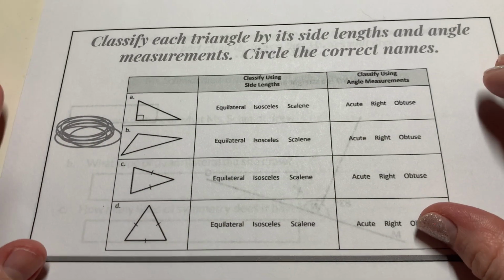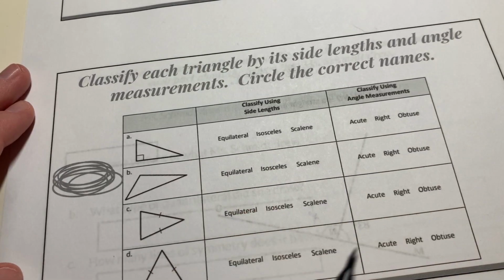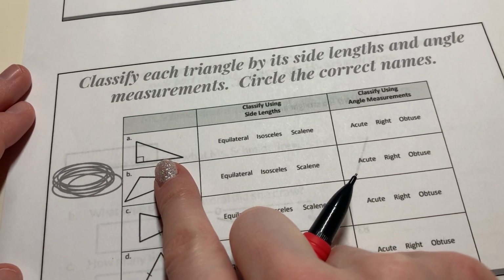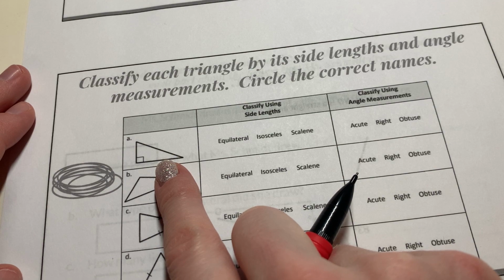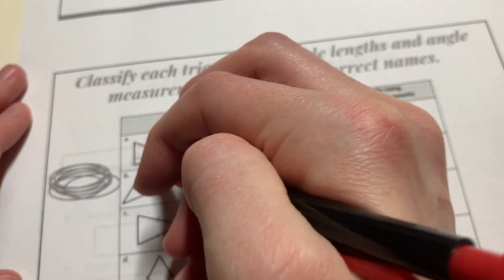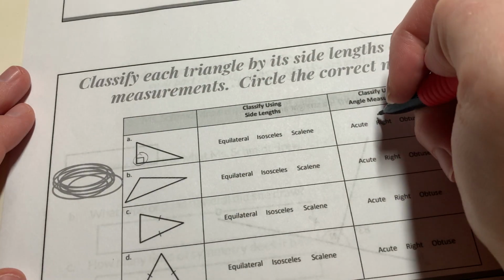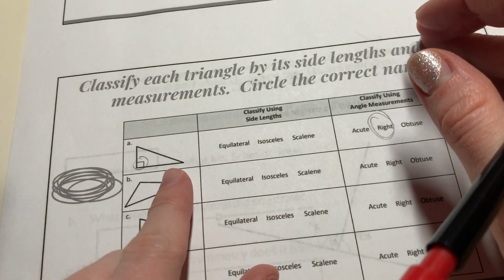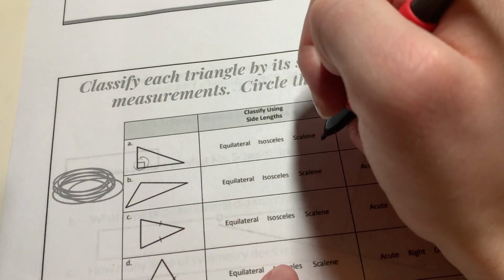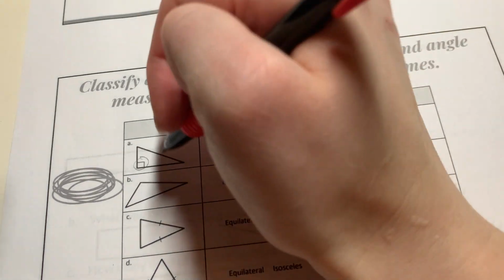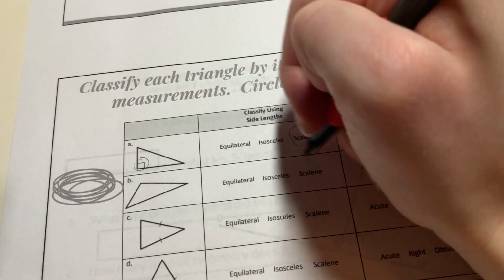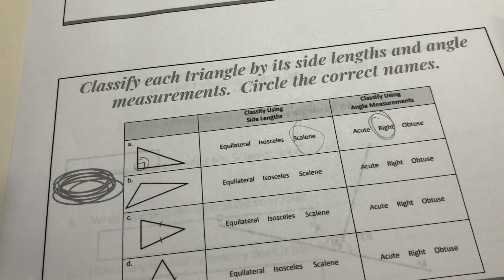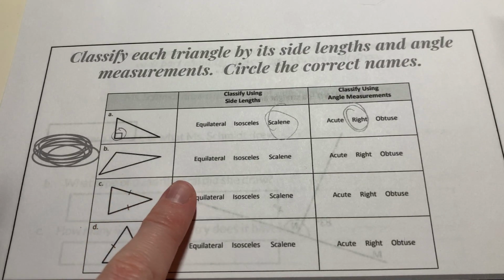All right, so let's go ahead and start with the easiest first. So here, right here, I have this triangle. And very obviously it is a right triangle because of that square there. So right triangle. And it appears that they're all different side lengths. None of those symbols that say they're all the same length are there. So scalene. All right, go ahead and do B on your own.